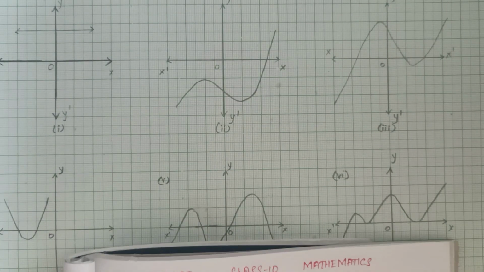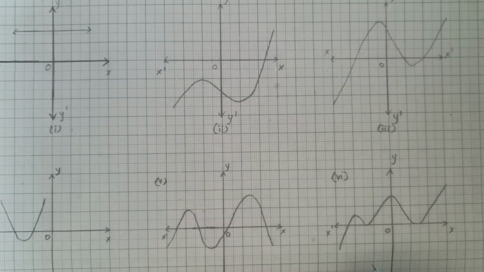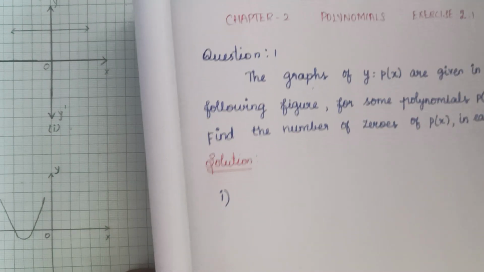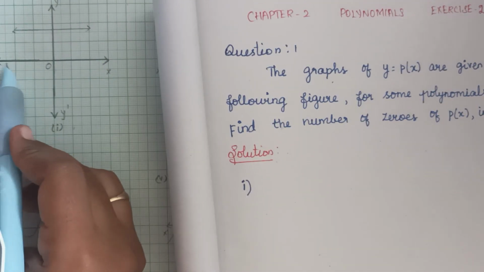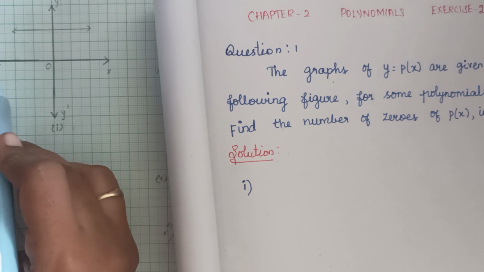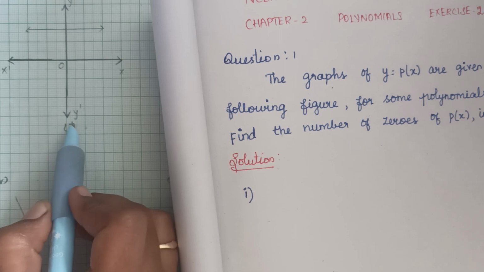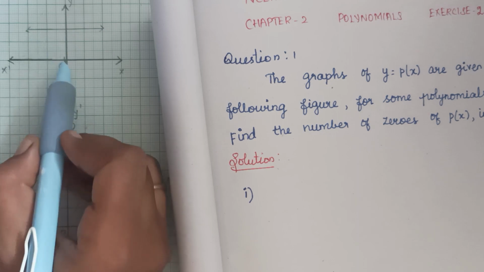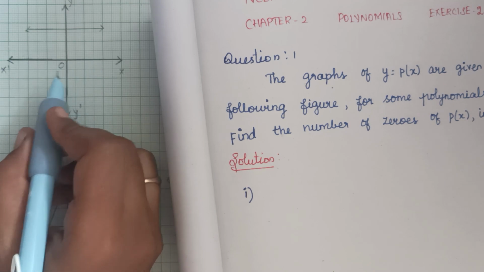So here, 6 questions are given. Okay, so 6 graphs are given. So we want to find out the number of zeros of polynomials p(x). Okay, so now first get into the first sum. So look at here. So this is the x-axis, and this line is called the y-axis. We will mention here x and x', this is called x' and this one y and y'. It is 0, the origin. Now we want to check how many times the graph line intersects with the x-axis. So we want to find out that.